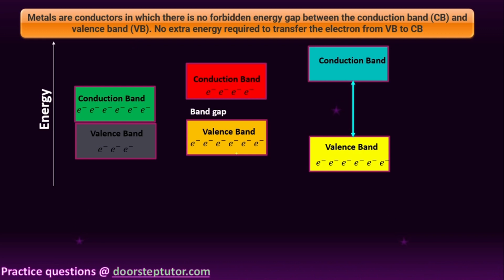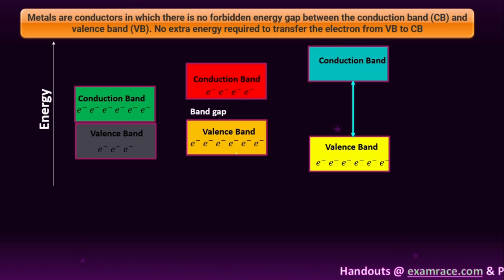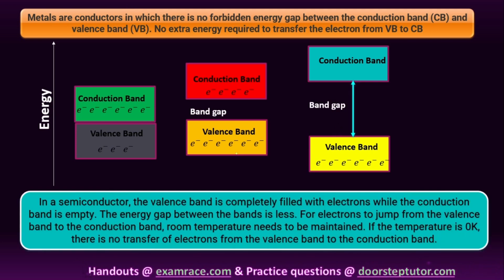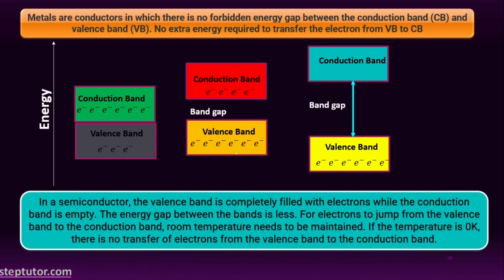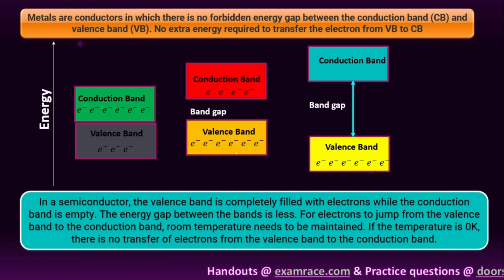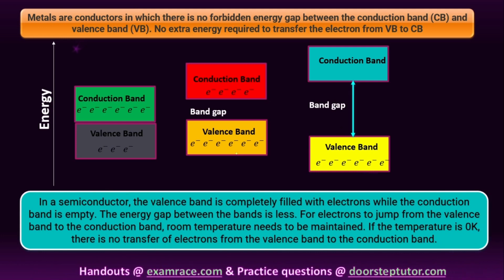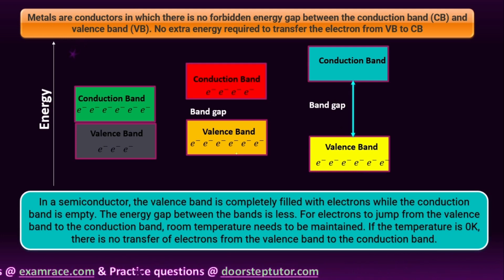But in semiconductors the forbidden energy gap is lower than insulators and greater than conductors. Then we can say it is a semiconductor, right? Here you can see the band gap. What is meant by a semiconductor? In a semiconductor the valence band is completely filled with electrons while the conduction band is empty. The energy gap between the bands is less. Therefore the electron jumps from the valency band to the conduction band at room temperature. Okay, so the temperature needs to be maintained. If the temperature is 0, there is no transfer of electrons from the valency band to the conduction band.